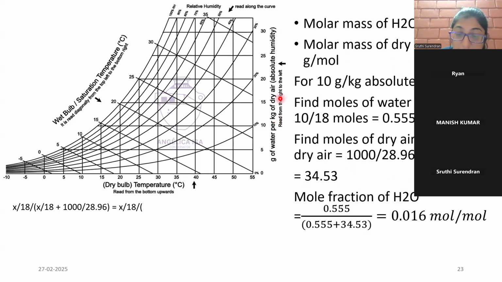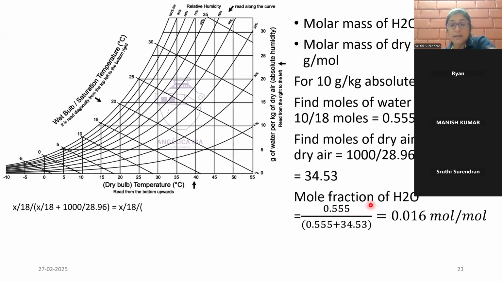Since it is per kilogram of dry air, that is why I considered 4000 grams, which is 1 kilogram. So 1 kilogram of dry air is going to contain 34.53 moles of dry air. Now, in order to find the mole fraction of H2O, you have to divide the moles of water by the moles of water plus the moles of dry air in the total quantity. So, mole fraction of H2O is represented as the moles of water per moles of air.